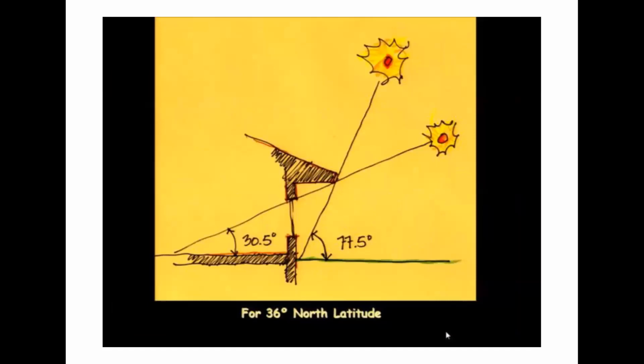It's thinking about the sun and sun angles, designing to the detail of the climate that we're in, asking ourselves whether we want thermal gain or thermal loss in our buildings, and being aware of where we might place a building within the landscape so that it either has a solar gain or solar loss.